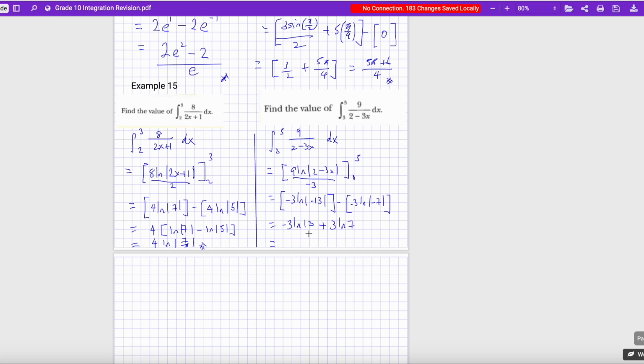All right, and then we can join them together. We can factor out 3 or negative 3, up to you. If we factor out 3, then we will have ln 7 minus ln 13. And that should get you 3 ln 7 over 13. Okay, so that's how you solve example 15.